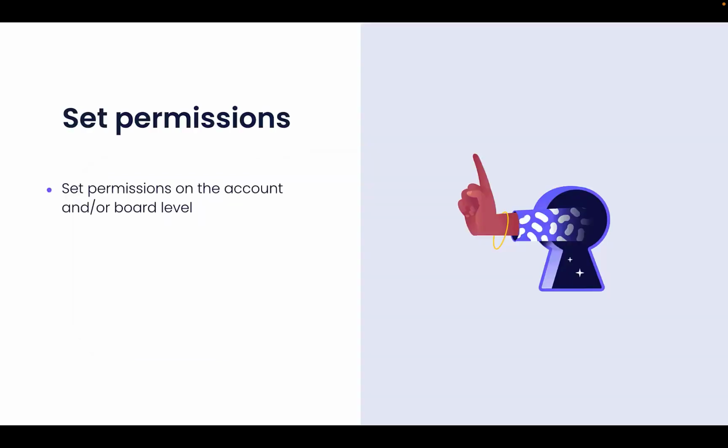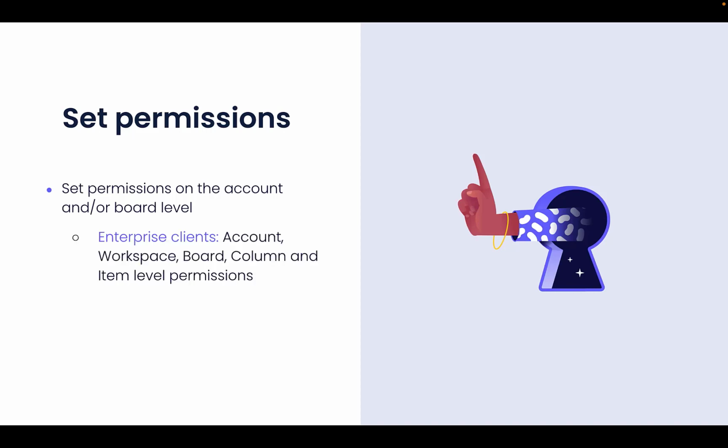Permissions. Setting permissions can either be done on an account or board level. The most obvious way to manage how users interact with your workflow is through permissions. For enterprise customers, permissions can be applied on the account, workspace, board, column, and item level. For non-enterprise, board and column level permissions are available. You can also define which users can edit or add automations. For example, enterprise admins or workspace owners can add account or workspace permissions to restrict who can create automations.